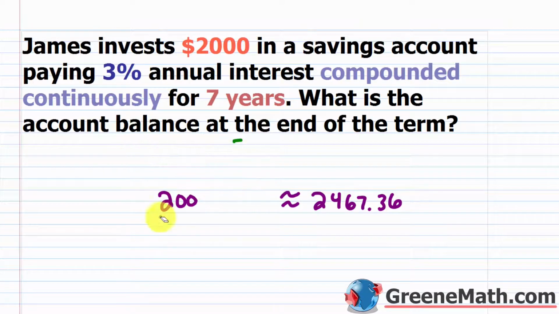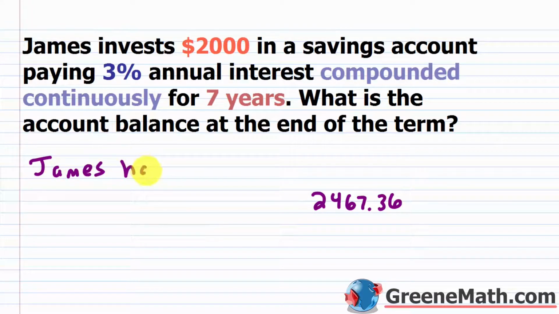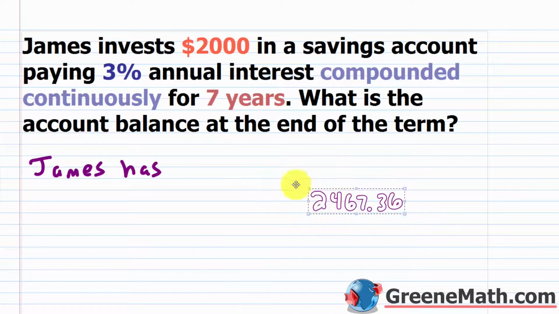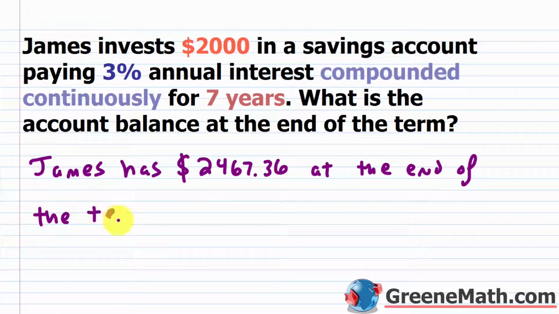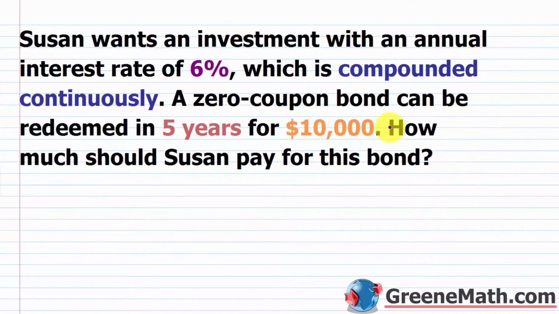Let me just erase this real quick. We'll use that number. So we'll just say that James has, and I'll just drag this up here, $2,467.36 at the end of the term. All right, let's take a look at one more problem. Again, this is super simple.